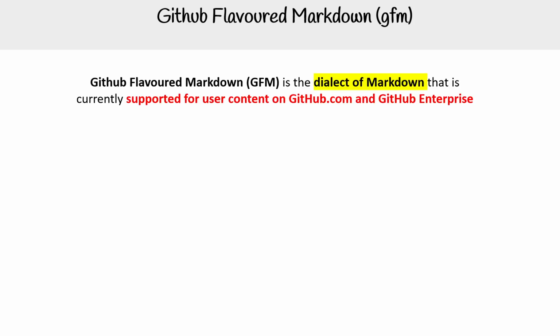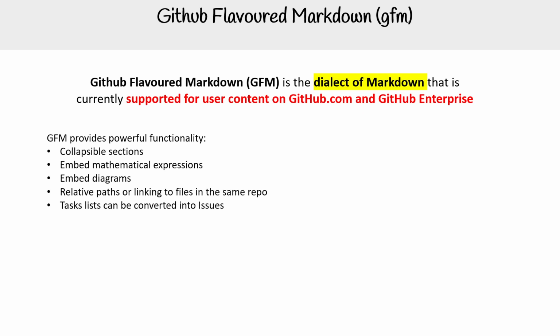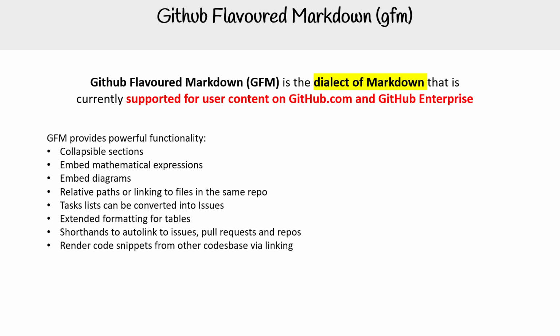Let us take a look here at GitHub Flavored Markdown, also known as GFM. This is a dialect of Markdown that is currently supported for user content on GitHub.com and GitHub Enterprise. GFM provides powerful functionality such as collapsible sections, embedded mathematical expressions, embedded diagrams, relative paths or linking to files in the same repo, task lists that can be converted into issues, extended formatting for tables, shorthands to autolinks to issues, pull requests, and repos, render code snippets from other code bases via linking, and more.